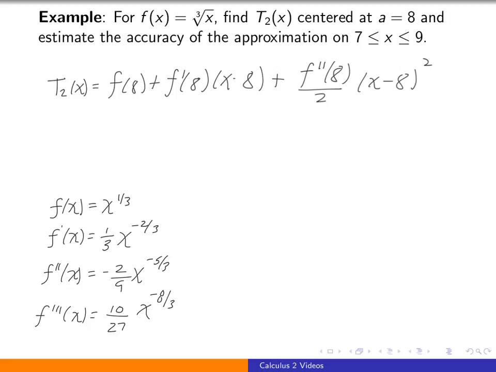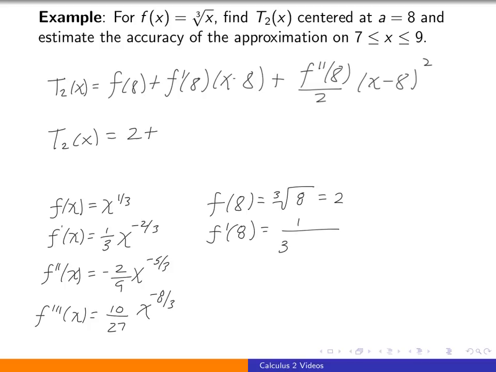So let's do a couple quick evaluations. If we plug in 8, we have the cube root of 8, which is 2. So that gives us the first term in the degree 2 Taylor polynomial. F prime of 8 is equal to 1 over 3 multiplied by 8 raised to the positive 2/3 power, which is equal to 1/12, because 8 to the 2/3 would be the cube root of 8 squared, which is 4, times 3 gives us the 1/12.